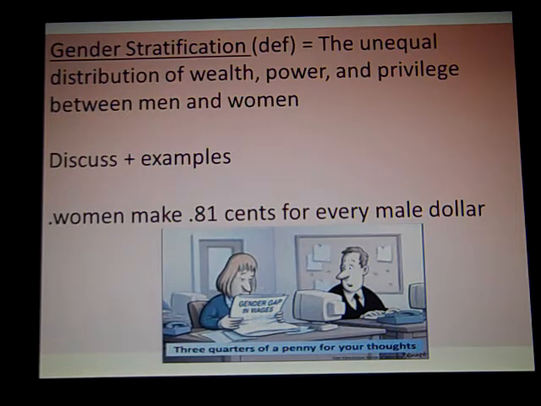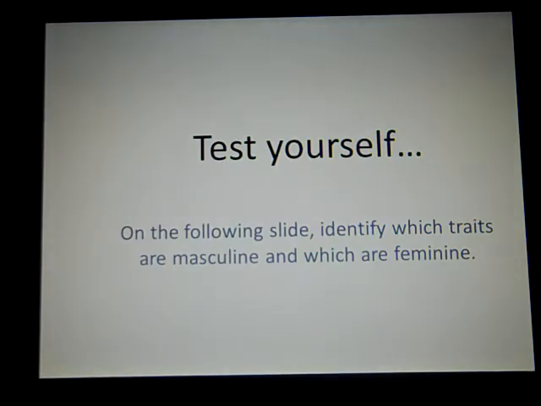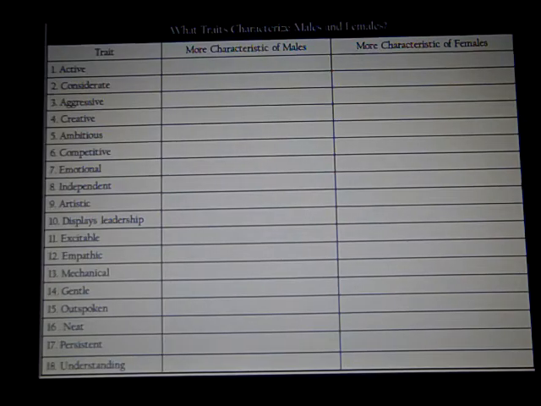So why is that? There's not a law that says men shall make more money than women within this country or any other country, but that seems to be the norm, and that seems to be the way that it happens. So we'll talk about that.